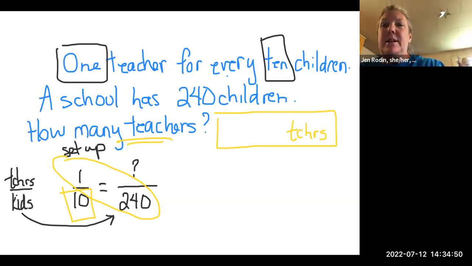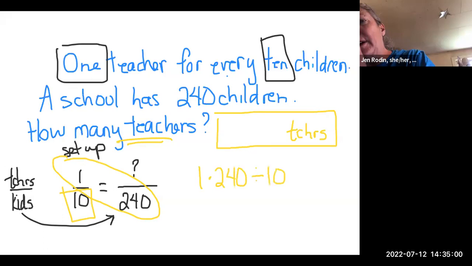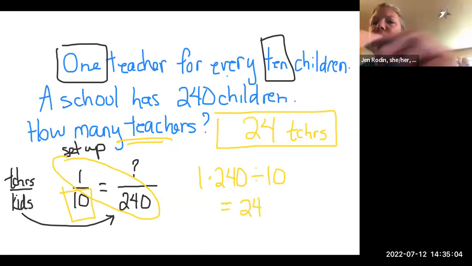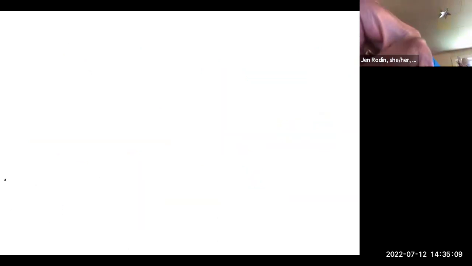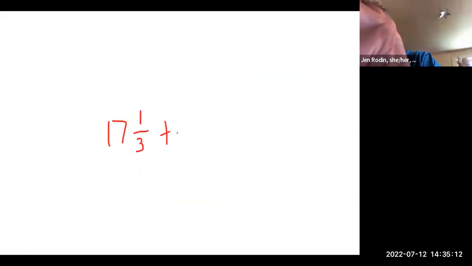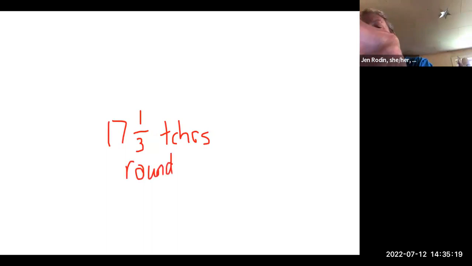Yep. So 240 divided by 10. So it's going to be the diagonal we multiply, then divide by the one that's unpartnered. So it's going to be 24 teachers we'd need. If we had gotten, not in this case, like 17 and a third teachers, whenever we're talking about humans or animals or vehicles, we round up. They'll remind you on the question, we'll round up to 18.